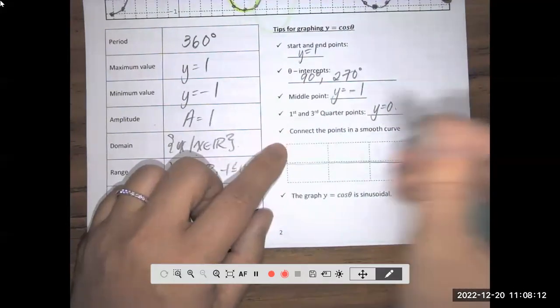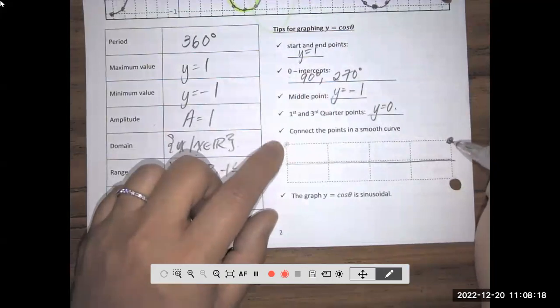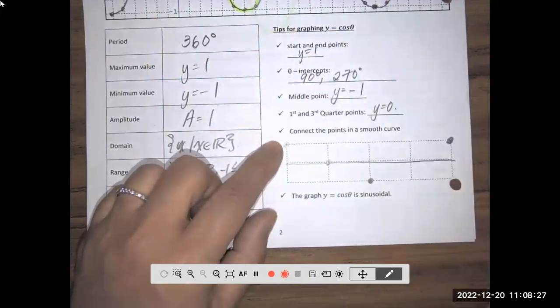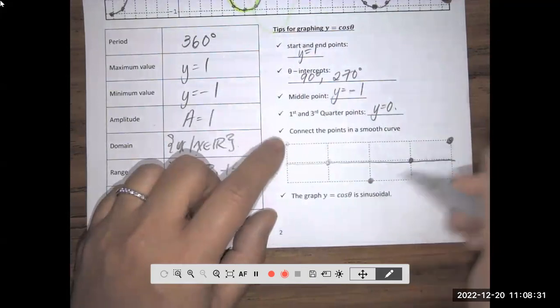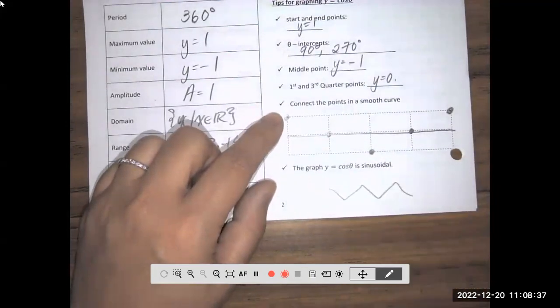Our first, our last. So look up here, and then you can do it yourself. So first, last, middle goes down, first quarter on the median, third quarter on the median. Now, when I see these points, I'm so tempted to draw pumpkin teeth. Don't do pumpkin teeth. Okay? No pumpkin teeth here.